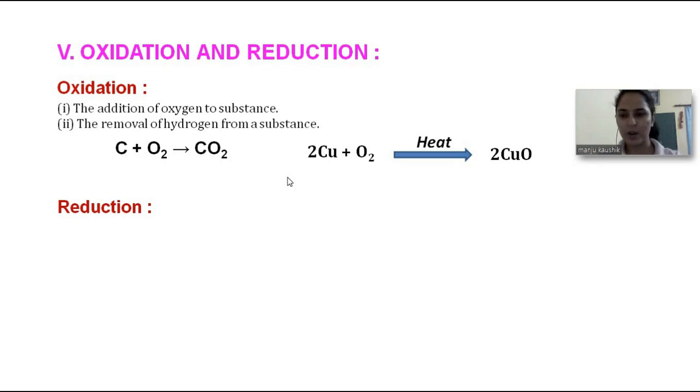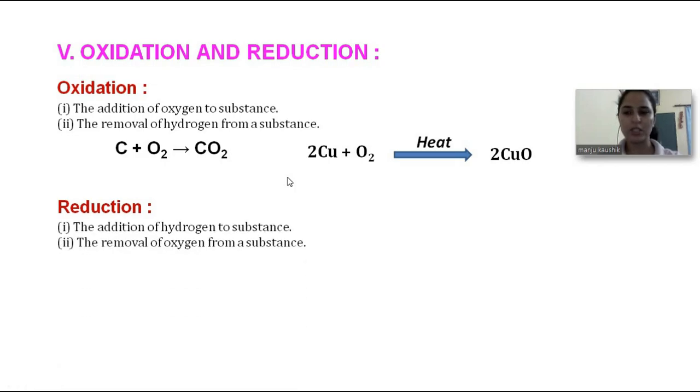Let's see reduction now. Reduction is just opposite to oxidation. It is addition of hydrogen to a substance or removal of oxygen from a substance. When there is addition of hydrogen, it is called reduction. Or if there is removal of oxygen, then also it is called reduction. Okay, let us do an example.